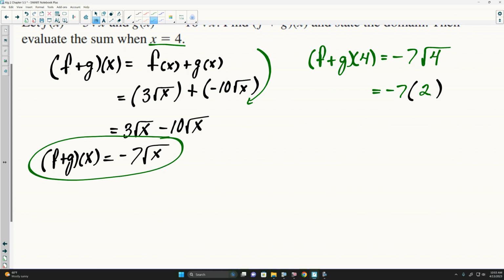Well, the square root of 4 is 2. Negative 7 times 2 is negative 14. So f plus g of 4 is negative 14. And that's it.